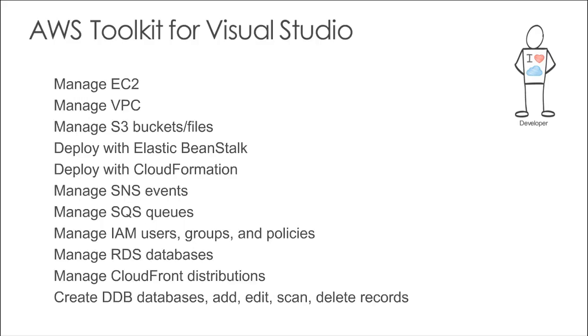So to start with, let's talk a little bit about the toolkit for Visual Studio. It allows us to do a lot of things right from within Visual Studio, and we won't cover all of them today. But it allows us to manage virtual machines. Basically, we call them EC2, Elastic Compute. It also allows us to create and manage our networks, or virtual private networks. There are virtual private clouds, we call them. It also allows us to manage storage areas, specifically S3 buckets.